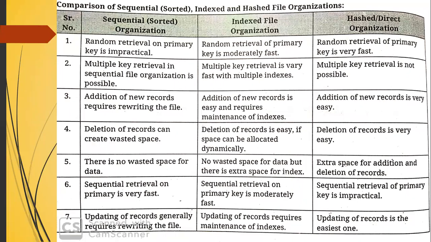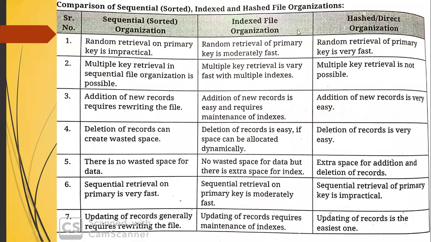Okay. Now in case of the hash file organization, deletion of a record is very fast, because we identify the address from where we can delete the particular record, and then we directly delete it with the help of the hash function. Now there is no wastage of space for the data in case of the sequential file. That means only that much space is allocated as the data requires.